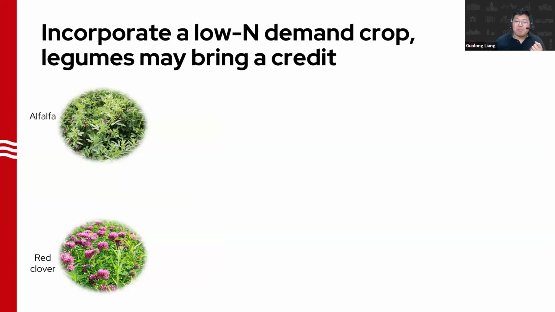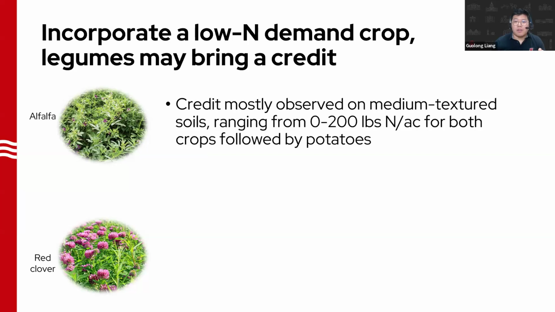Well, from this paper, the answer is maybe. After alfalfa, potato in 10 out of 12 sites did not respond to applied N. The two that did respond to fertilizer N were at Hancock with loamy sand. As a result, it appeared that alfalfa is providing 0 to 200 pounds of N and an average of 115 units to potatoes. That credit is likely to be taken more in the medium texture soils than on the sandy soils, as we did observe a nitrogen response. Similar findings were observed in potatoes following red clover as well.